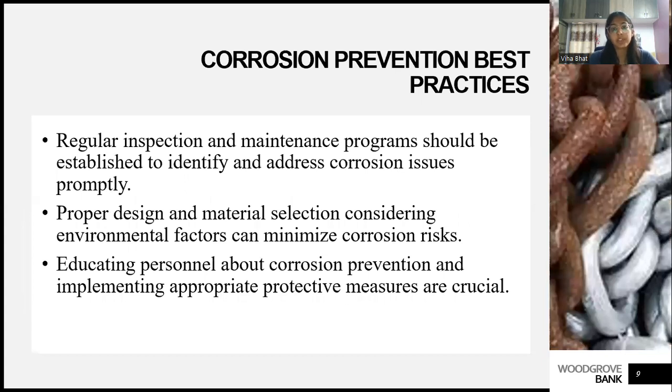So what are the best prevention practices for corrosion? Firstly, regular inspection and maintenance programs have to be established to identify and then address the corrosion issues promptly. Next is proper design and material selection, so it can minimize the risks of corrosion. Next is educating personnel about corrosion prevention and implementing appropriate protective measures, which are very crucial.